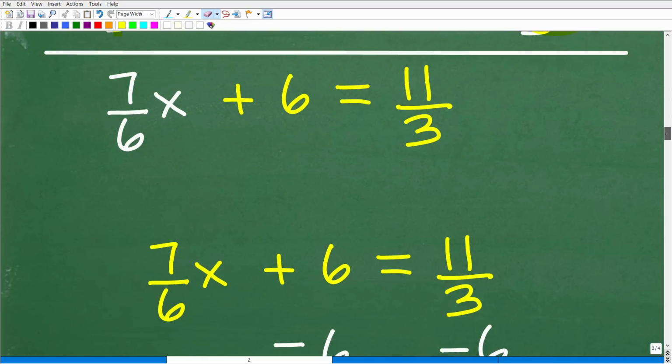Okay, so we're looking pretty good. What do we need to do now? Well, we need to move this 6 over to the other side. And again, we have another opportunity to add and subtract fractions.